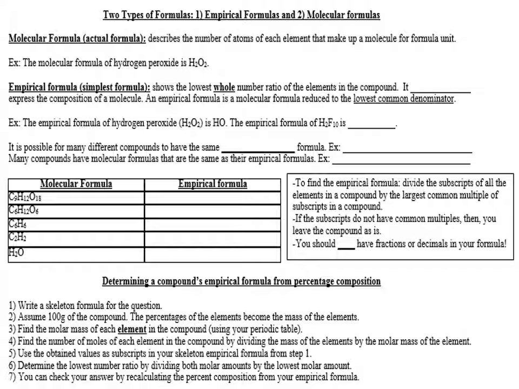Before we begin, we need to understand two important definitions, or two different types of formulas. We have something called an empirical formula and something called a molecular formula. The molecular formula, I sometimes call it the actual formula because that's what it is. It's the actual formula of a molecule. It tells you exactly how many atoms of each type there are in that molecule. So if I ask you for the molecular formula of hydrogen peroxide, you would tell me H2O2. There are two H's and two O's within that molecule.